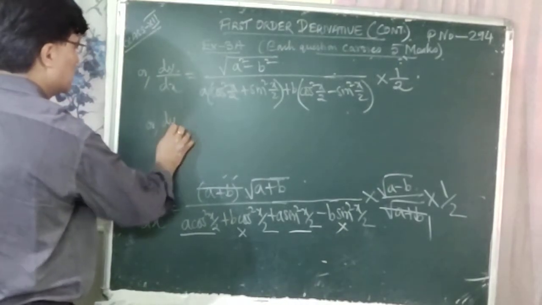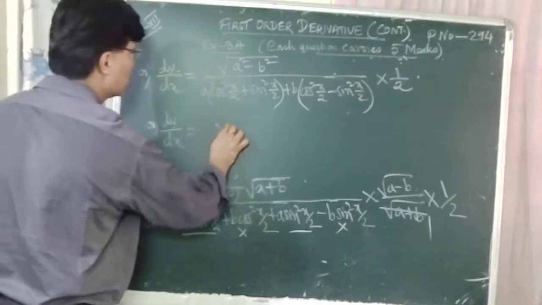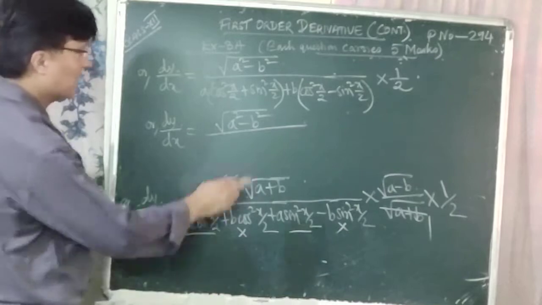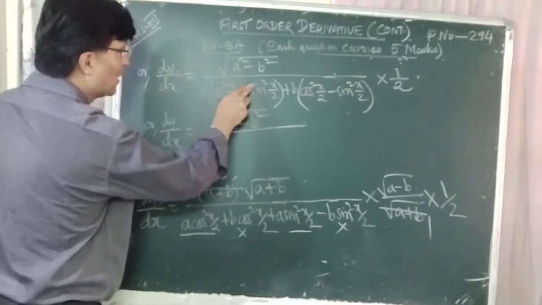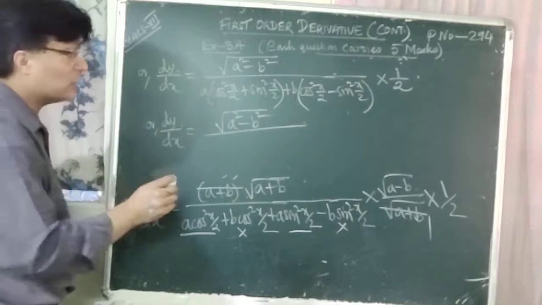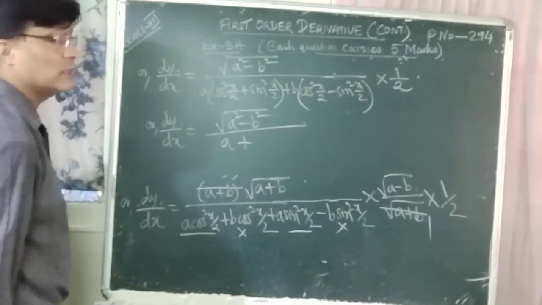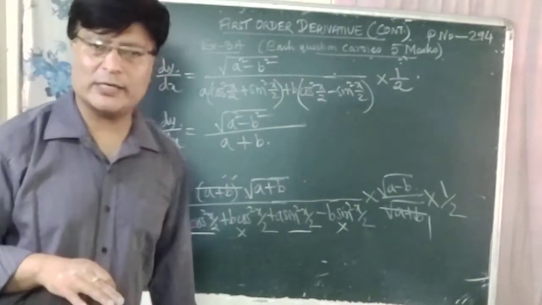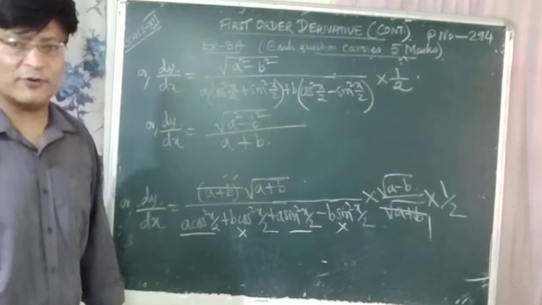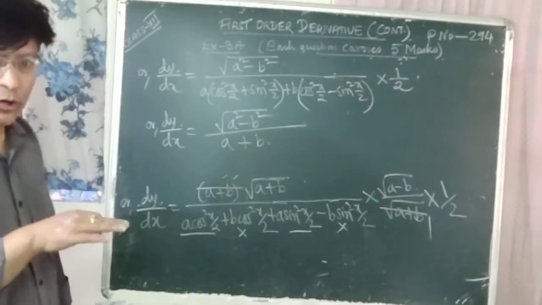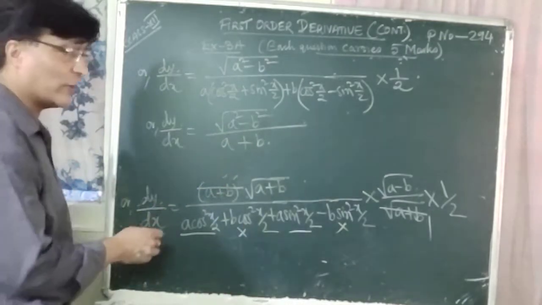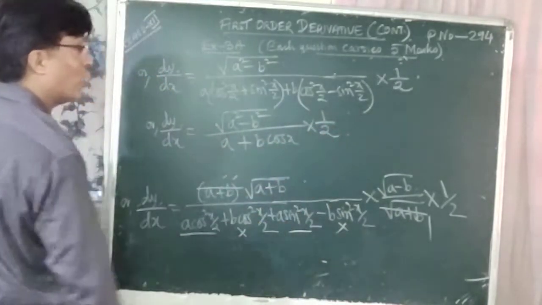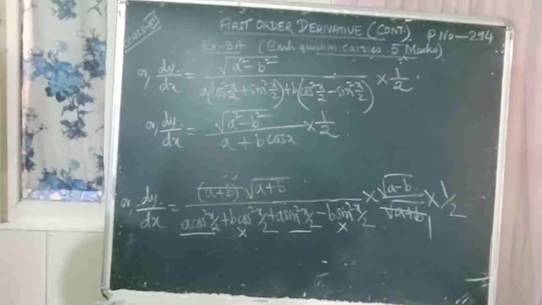So dy by dx is equal to root over a square minus b square divided by, now what is cos square x by 2 plus sin square x by 2? It is 1, a plus b into, what is cos square x by 2 minus sin square x by 2? You know, from submultiple angle there is a formula for that. That is cos x, isn't it? Cos x is equal to cos square x by 2 minus sin square x by 2. So write down b cos x, into 1 upon 2. Is it clear to all of you?